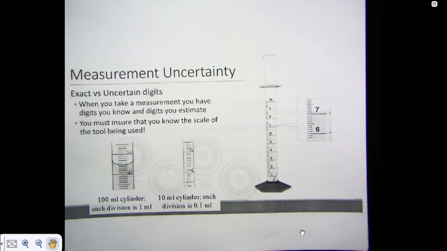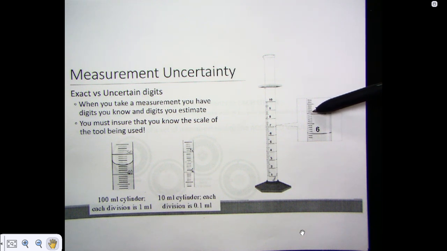All right. Measurement uncertainty. So this is what occurs when you are taking measurements on an actual measuring device that is not digital. So when you are looking, for example, on a graduated cylinder or on a ruler, right, there's measurements that you know for sure because they're marked, and then there's measurements that are in between the marks that you have to estimate. So the exact digits are the ones that are marked. So in this particular example over here, we know that we're past 7.